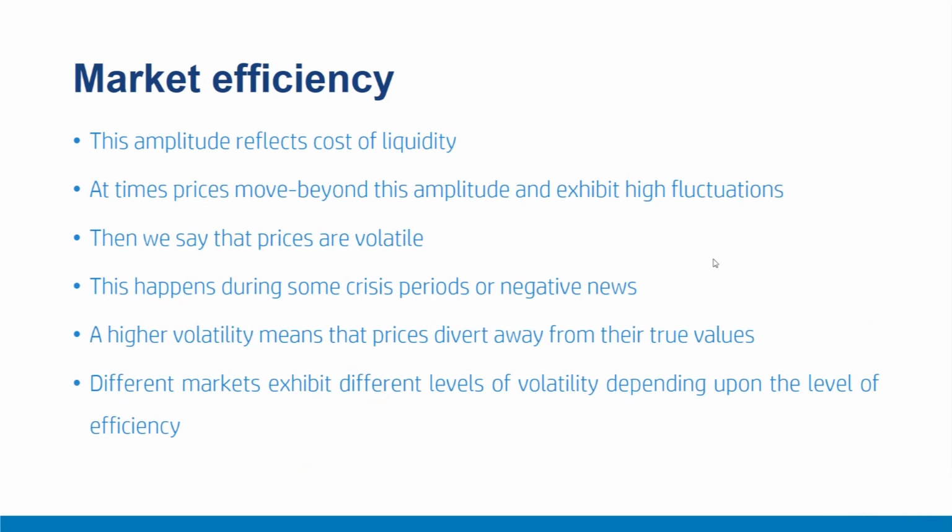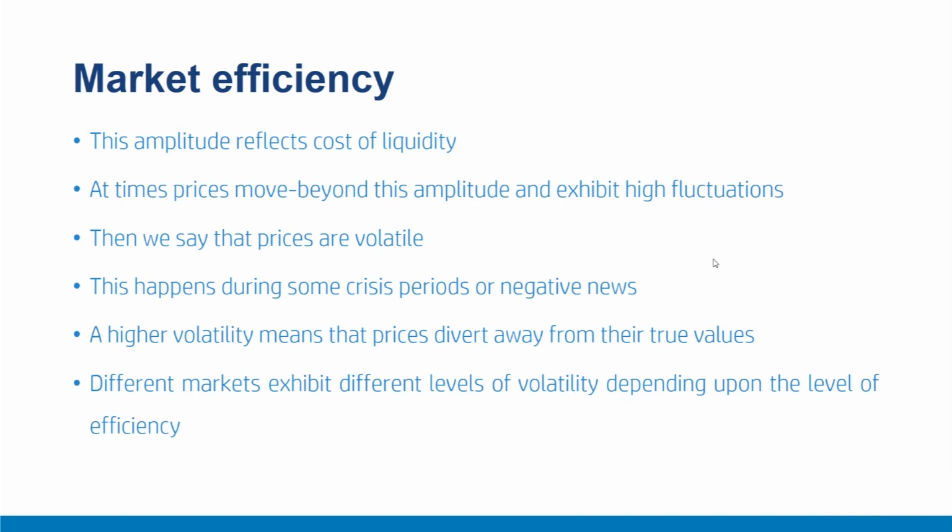What is this amplitude that we are talking about? This amplitude is effectively the cost of liquidity, that is the aggregate of all the transaction costs and charges that are there while making transactions or trading in security markets. At times, prices move beyond this amplitude and exhibit high fluctuations. In that case, we say that prices are volatile.